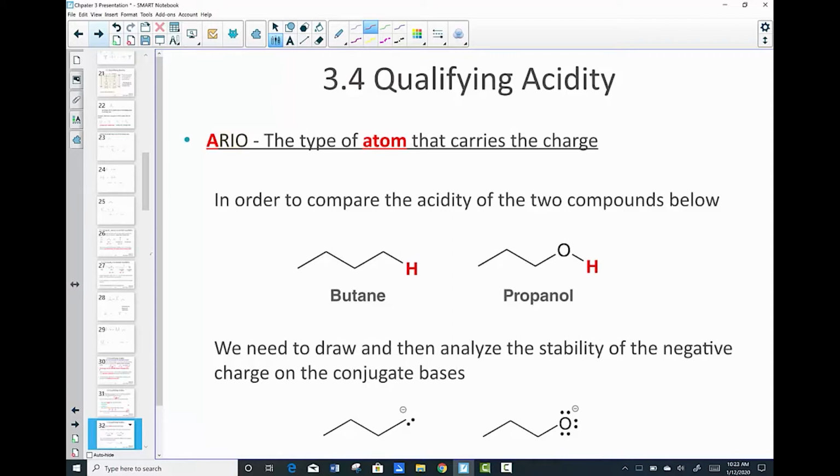So in order to compare acidity of 2 compounds, let's take a straight chain carbon. Remember, this is a saturated hydrocarbon, and at the terminal end of the straight chain, we have a hydrogen. 4 carbons in a chain, we'll learn to call butane. Here we have 1, 2, 3 carbons in a row, and at the end, we have a hydroxyl group, the OH. We've learned to recognize this as an alcohol functional group. So what we're comparing is the hydrogen that's attached to an oxygen or the hydrogen that's attached to a carbon.